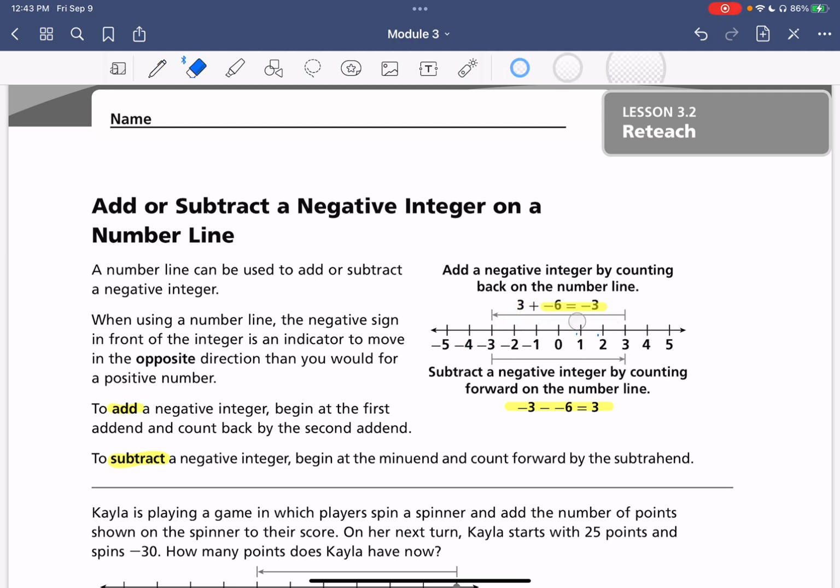If we start with a negative number, say we're starting with our negative 3, and then we subtract a negative number, you have that double negative. Subtract a negative integer by counting forward on the number line. So now we're going to be going to the right, going forward. So 1, 2, 3, 4, 5, and 6, landing at a positive 3.